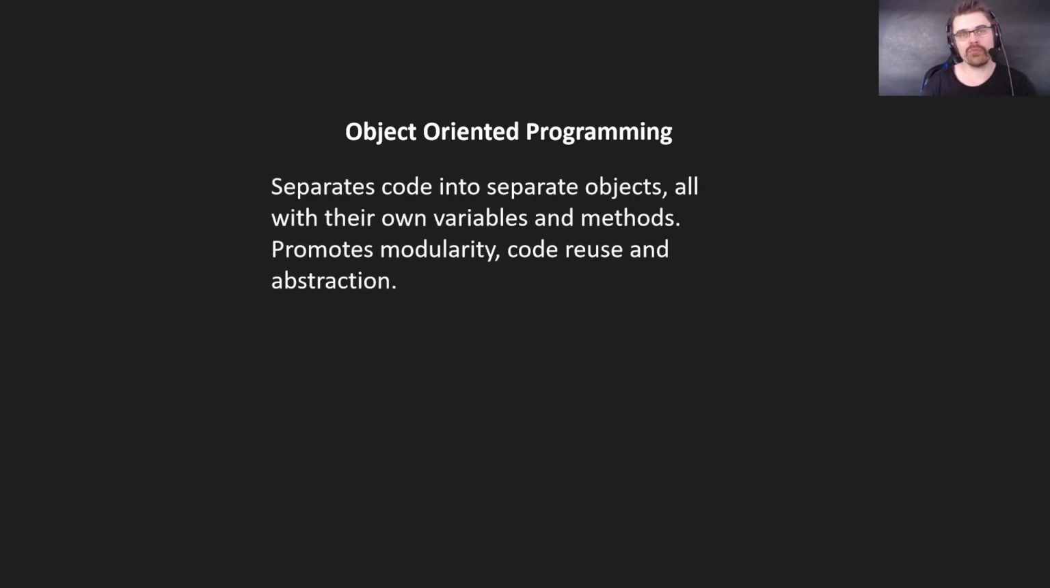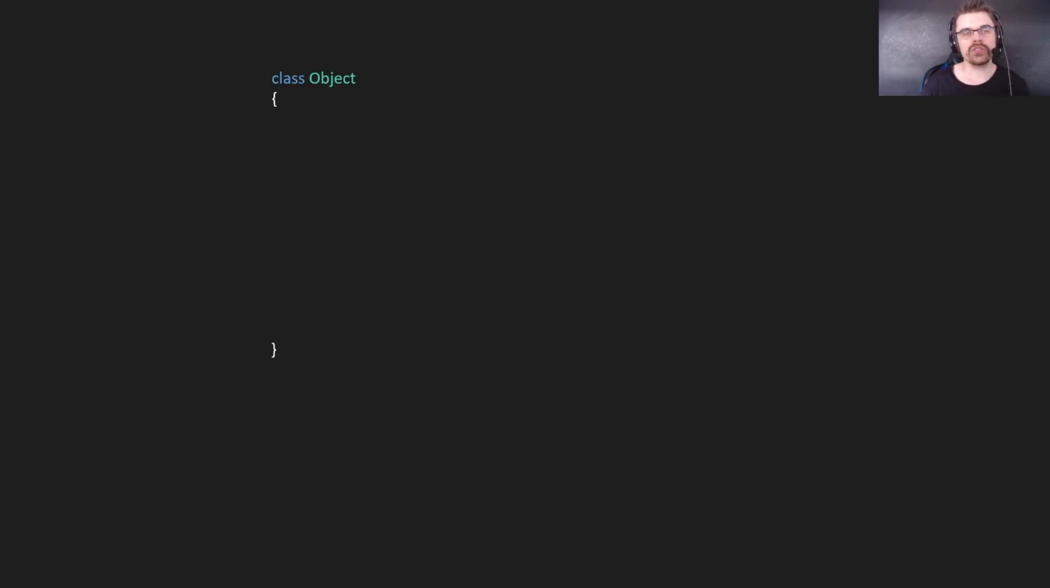Next we have object-oriented programming. It separates code into separate objects, all with their own variables and methods. It promotes modularity, code reuse, and abstraction. So I'll just explain what objects are. Say, for example, we have this thing called a class, and we call it object. People tend to compare classes with real-world objects, like a cat that has a name and has verbs like eat or sleep. The simplest way to understand what a class is: it's a holder of variables and functions. That's all it is.